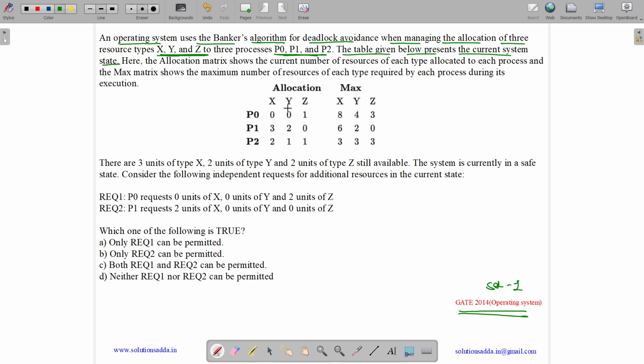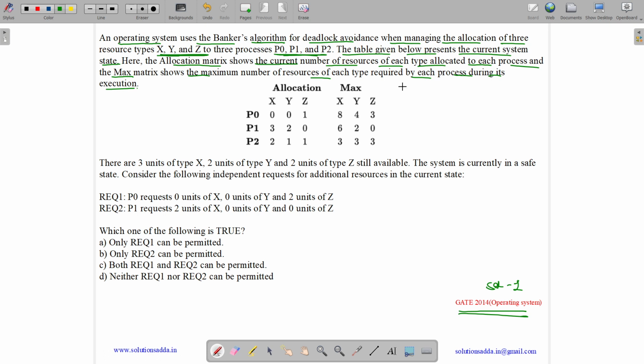So we have three processes with X, Y and Z being allocated in the following manner, and these are the max needs. Here the allocation matrix shows the current number of resources of each type allocated to each process, and the max matrix shows the maximum number of resources for each type required by the process during its execution. So these are allocated, these are the maximum data a process can require.